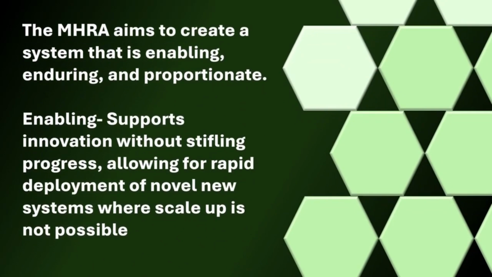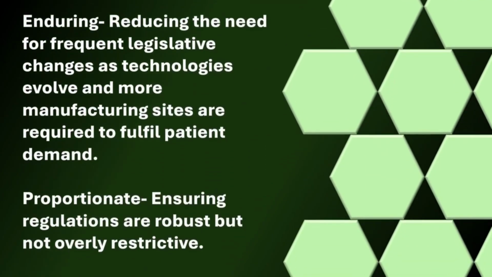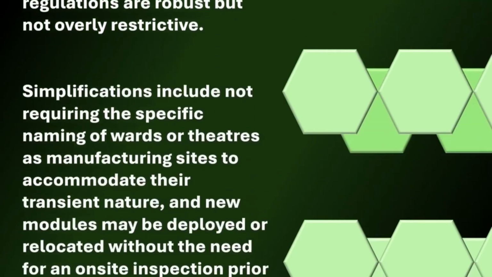The MHRA aims to create a system that is enabling, enduring, and proportionate. Enabling supports innovation without stifling progress, allowing for rapid deployment of novel new systems where scale-up is not possible. Enduring reduces the need for frequent legislative changes as more manufacturing sites are required to fulfill patient demand. Proportionate ensures regulations are robust but not overly restrictive.